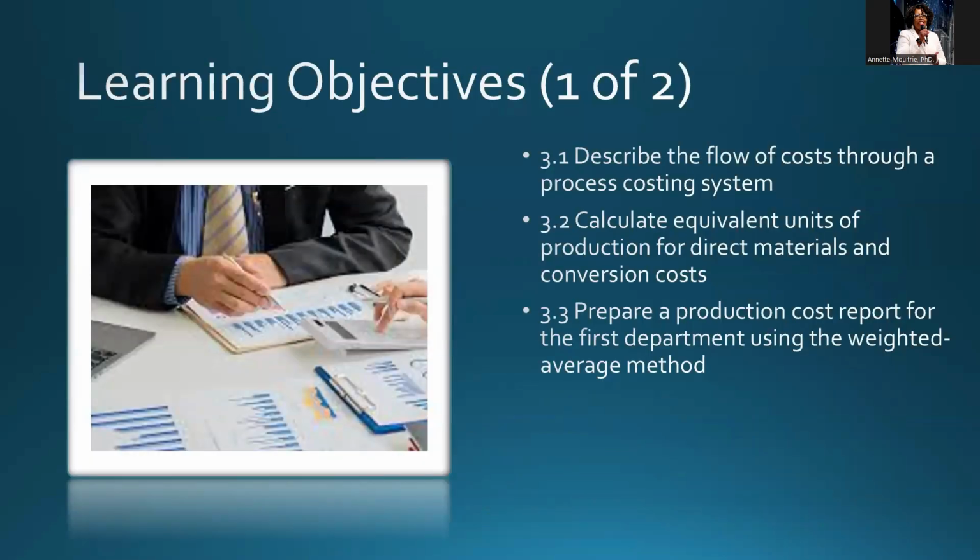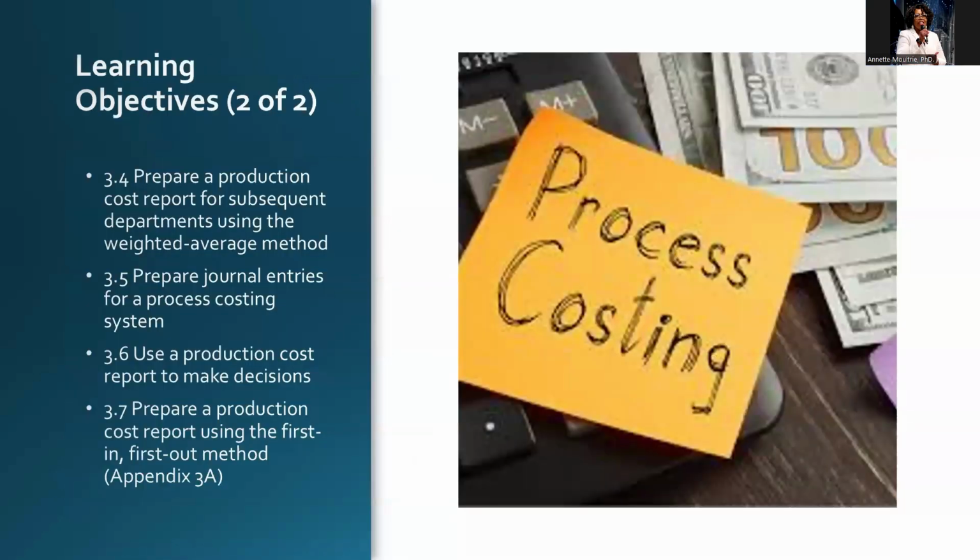The learning objectives are: 1, describe the flow of costs through a process costing system; 2, calculate equivalent units of production for direct materials and conversion costs; 3, prepare a production cost report for the first department using the weighted average method; 4, prepare a production cost report for subsequent departments using the weighted average method; 5, prepare journal entries for a process costing system; 6, use a production cost report to make decisions; and 7, prepare a production cost report using the first in, first out method.